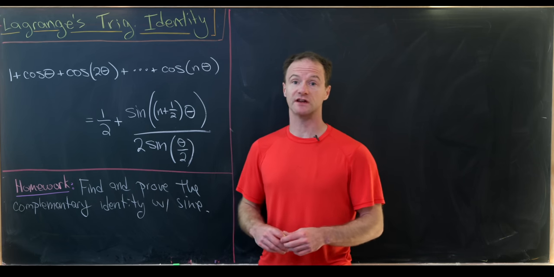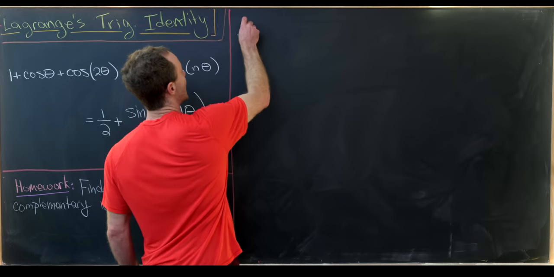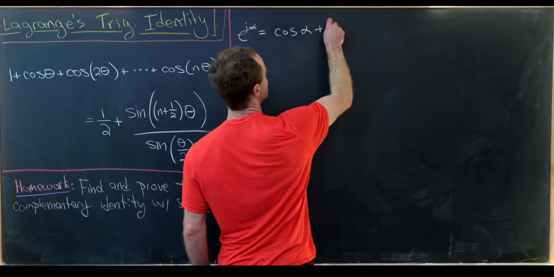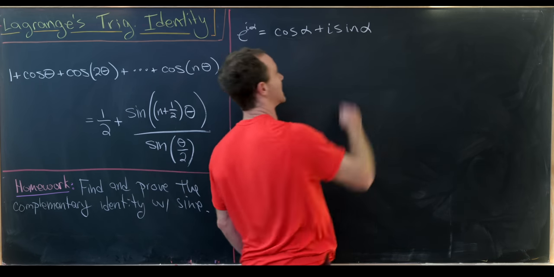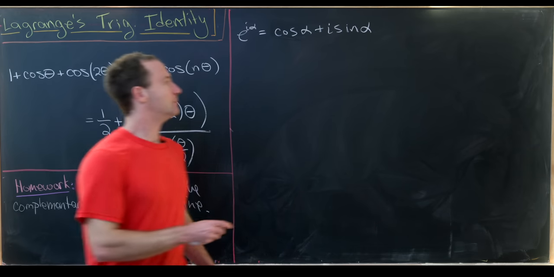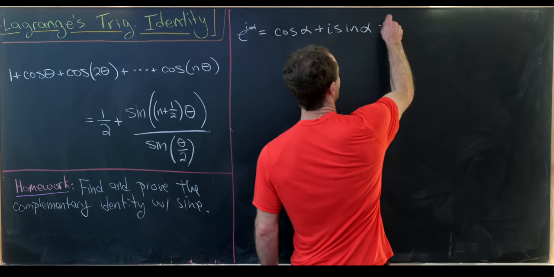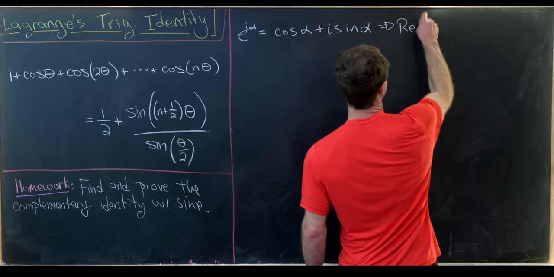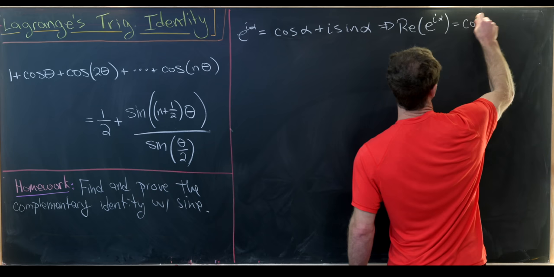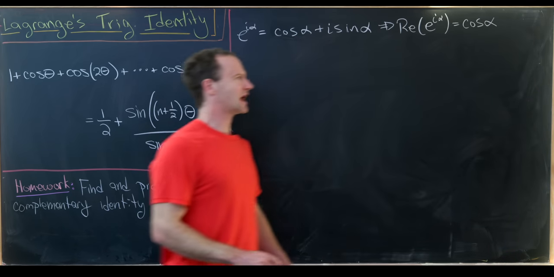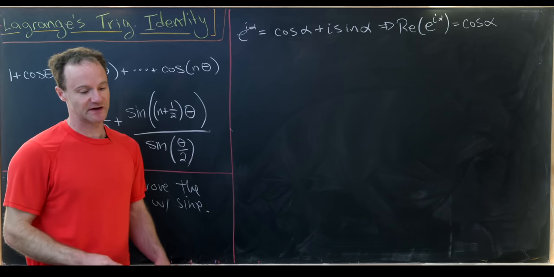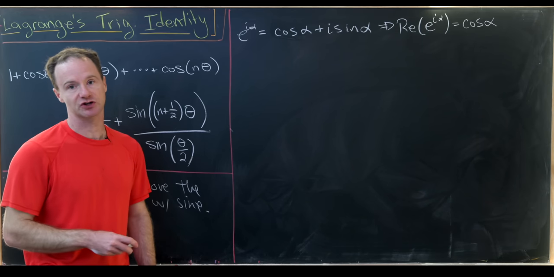Okay, let's start looking at the solution. So let's use the fact that e to the i alpha is cosine alpha plus i times sine alpha. So this is Euler's identity. But if we take the real part of both sides, that tells us that the real part of e to the i theta is equal to cosine theta. So that allows us to write this trigonometric function as the real part of a complex exponential function.